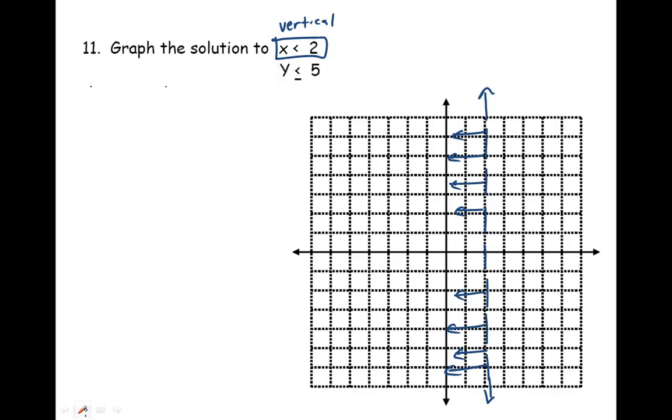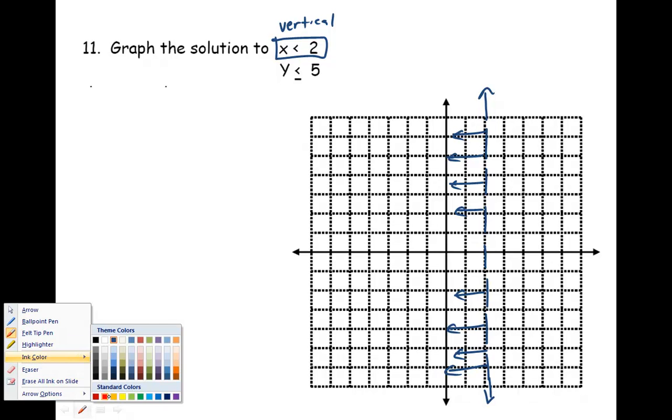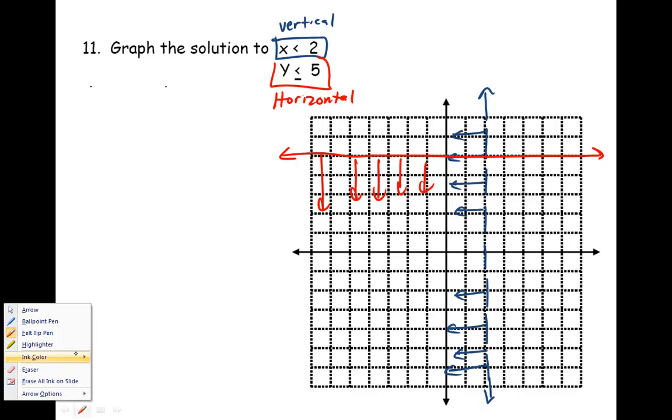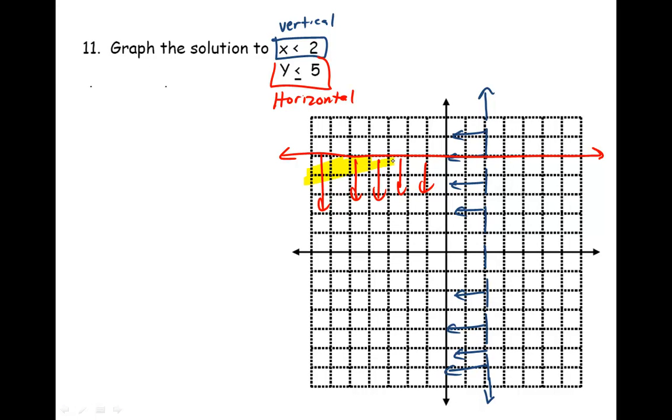Now I want to go ahead and graph that second equation. Since there's no x, it's just a y, that means this one's going to be horizontal. The horizontal line is going to be at y is equal to 5. And because it's a less than or equal to, it's not going to be a dashed line, it should be a solid line. And y is less than 5 means I'd want to shade below. And so, because we're looking for the overlapping part, the shade that I'm highlighting right now in yellow would be the overlapping part.